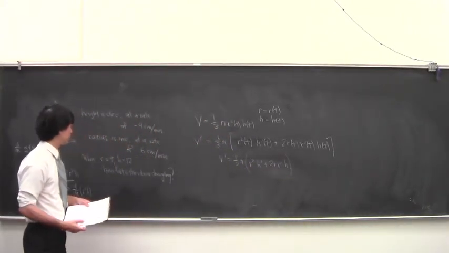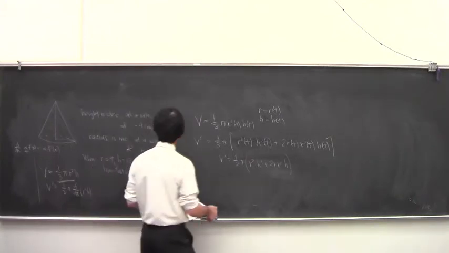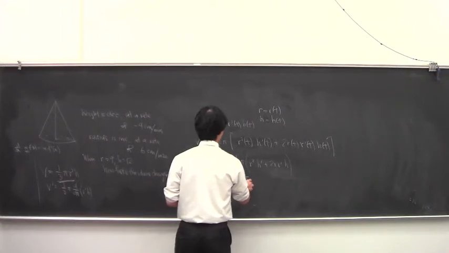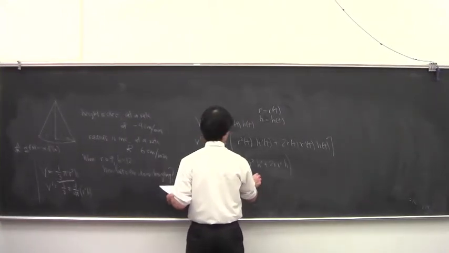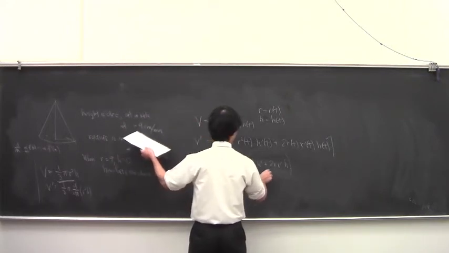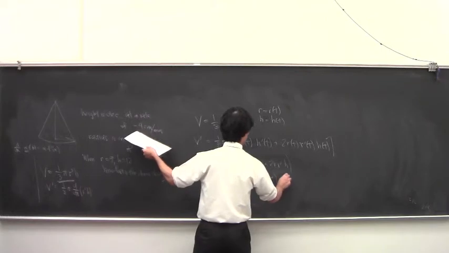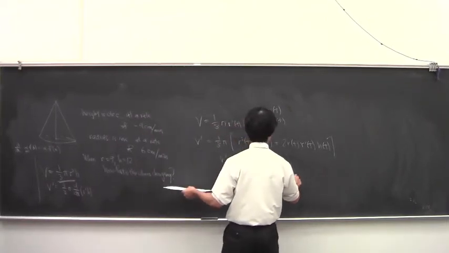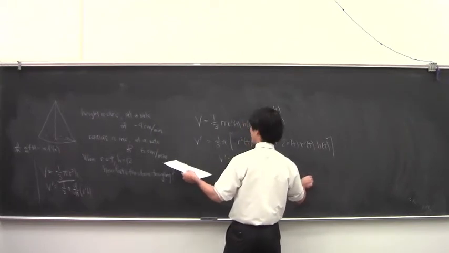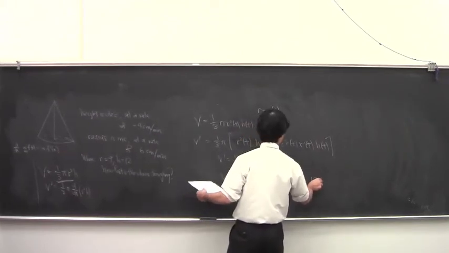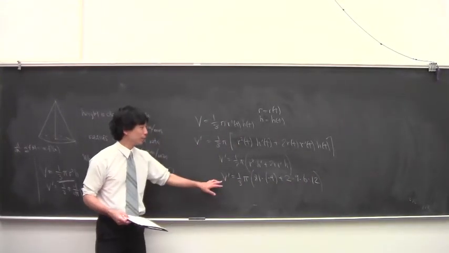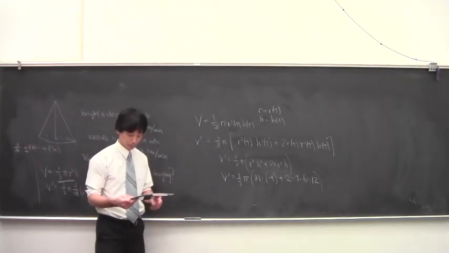Okay, so I just wrote it again. And then you just plug things in, right? How fast is the volume changing at that point? Well, you get r squared times h prime plus 2r r prime times h. Right, so you just plug in numbers, and whatever that is, that's your answer.